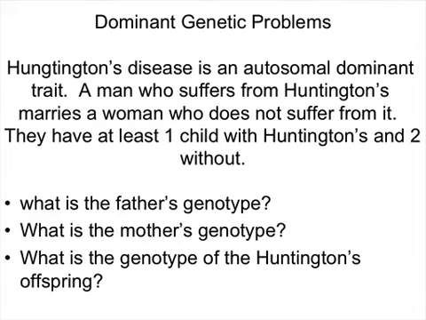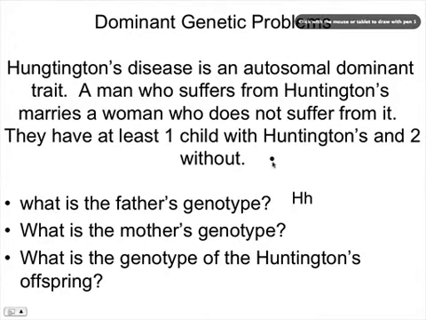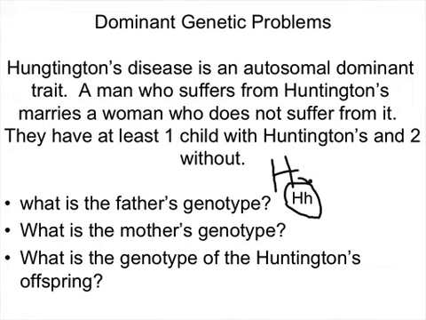Dominant problems. Dominant problems are problems that show up whenever there's a dominant trait. For example, Huntington's disease is an autosomal dominant trait. A man who suffers from Huntington's marries a woman who does not suffer from it. They have at least one child with Huntington's and 2 without. So what is the father's genotype? If dad suffers from Huntington's, then we know he has a big H. And we know that he has to have a little h.